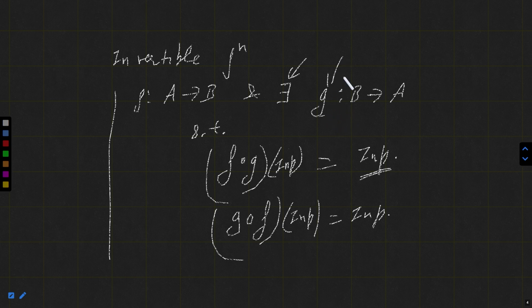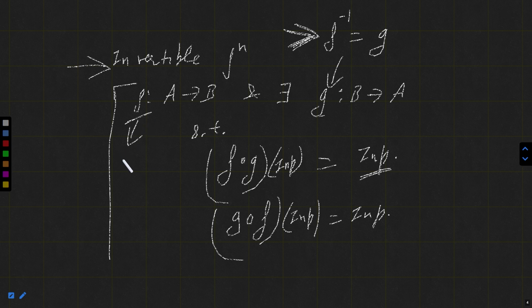and its inverse we call f inverse. f inverse is this g. So whenever you come across the word invertible in mathematics, we are talking about the inverse of the given thing. If you recall, we can only find the inverse of f if it is one-one as well as onto, or in short, bijective.